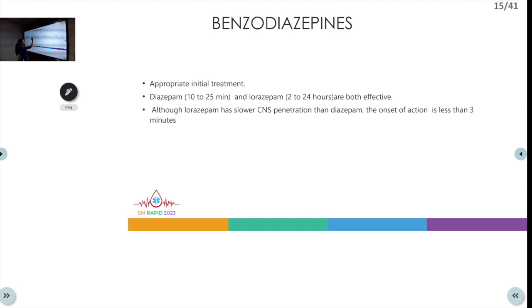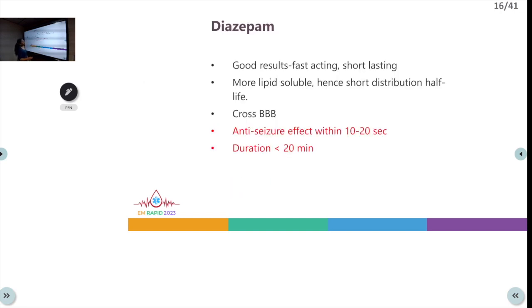Benzodiazepine, as we said, is the best initial treatment, and diazepam and lorazepam are effective. Although lorazepam has slower CNS penetration than diazepam, the onset of action will set in within 3 minutes, so that is also good for controlling seizures. Diazepam's advantage is that it is very fast acting, but short lasting. It acts fast but lasts only up to 25 minutes maximum.